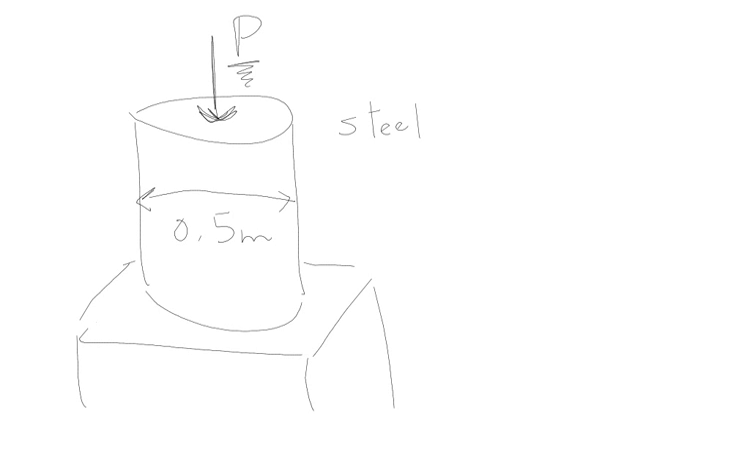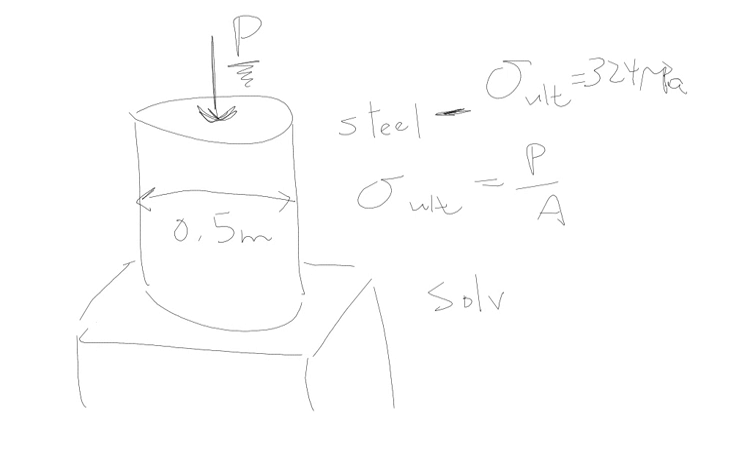And I had said that the way we're going to do this is you basically look at what stress steel is going to break at. We looked it up, and sigma ultimate was, what did we say, 324 MPa. And then we said we're going to set that sigma ultimate equal to P over A and solve for P.